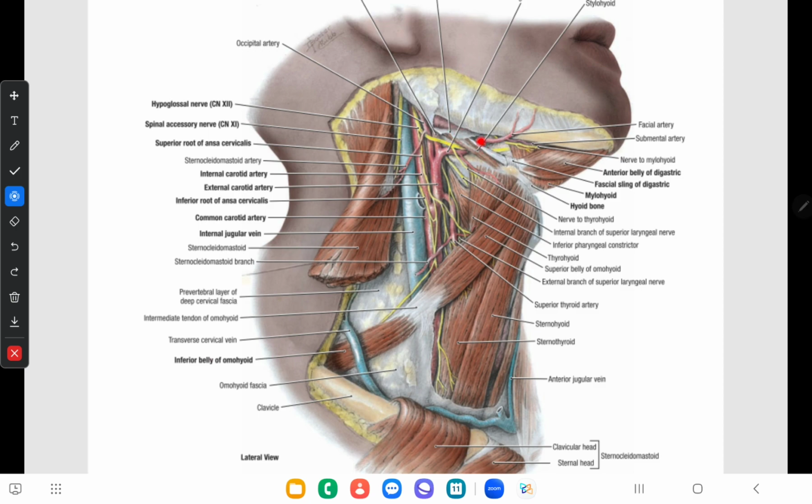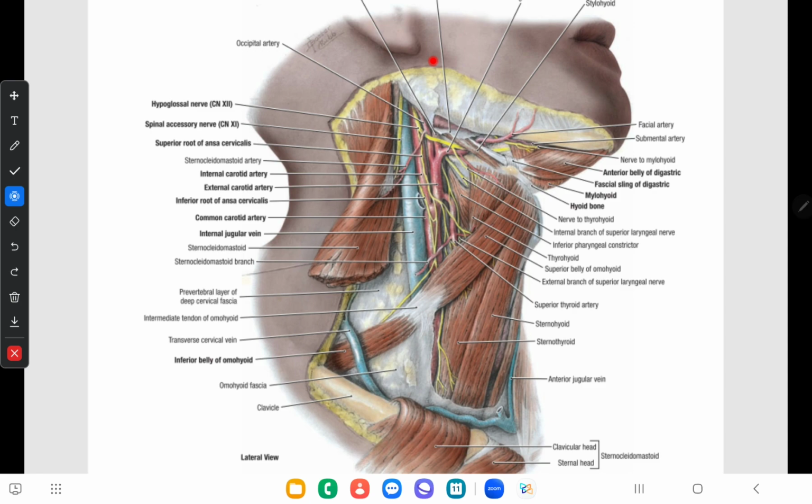And within the parotid gland, when we talk about the artery within the parotid gland, here in this area the parotid gland is located. And within the parotid gland, it is crossed by the facial nerve.